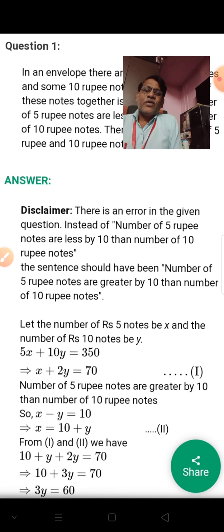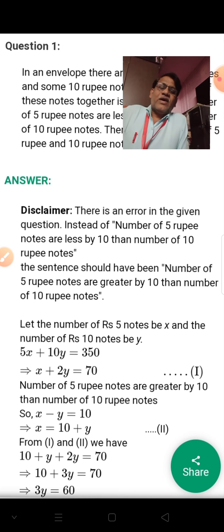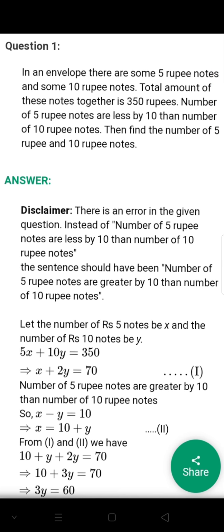Instead of "the number of 5 rupees notes is less by 10 than the number of 10 rupees notes," the sentence should have been "the number of 5 rupees notes is greater by 10 than the number of 10 rupees notes." So you have to correct it: not less than, it is greater than. So from the given conditions you have to form two equations. Let the number of 5 rupees notes be x and the number of 10 rupees notes be y.